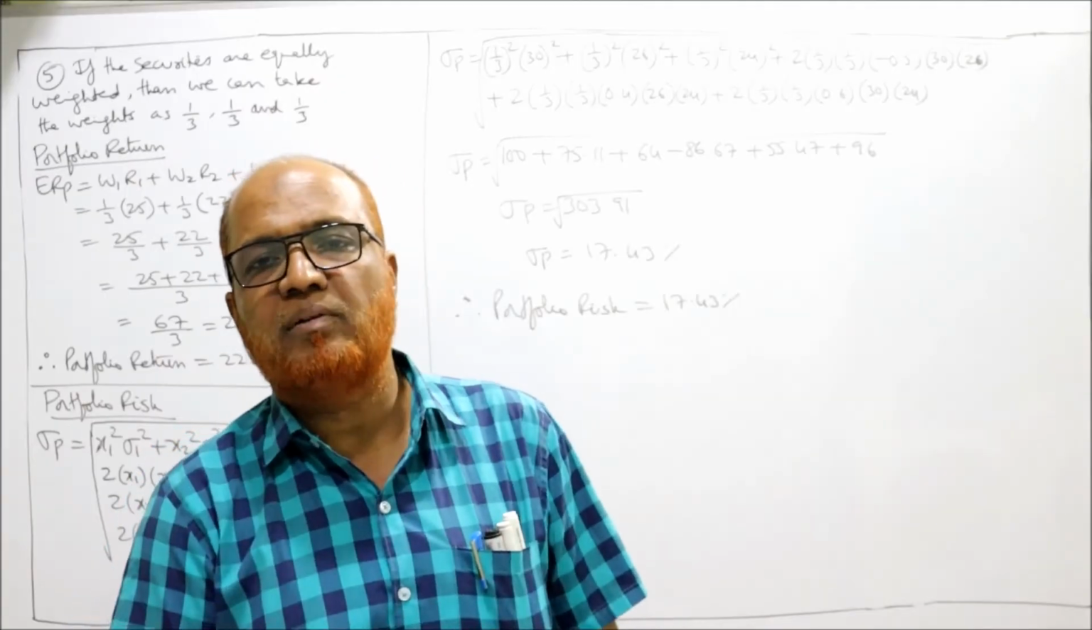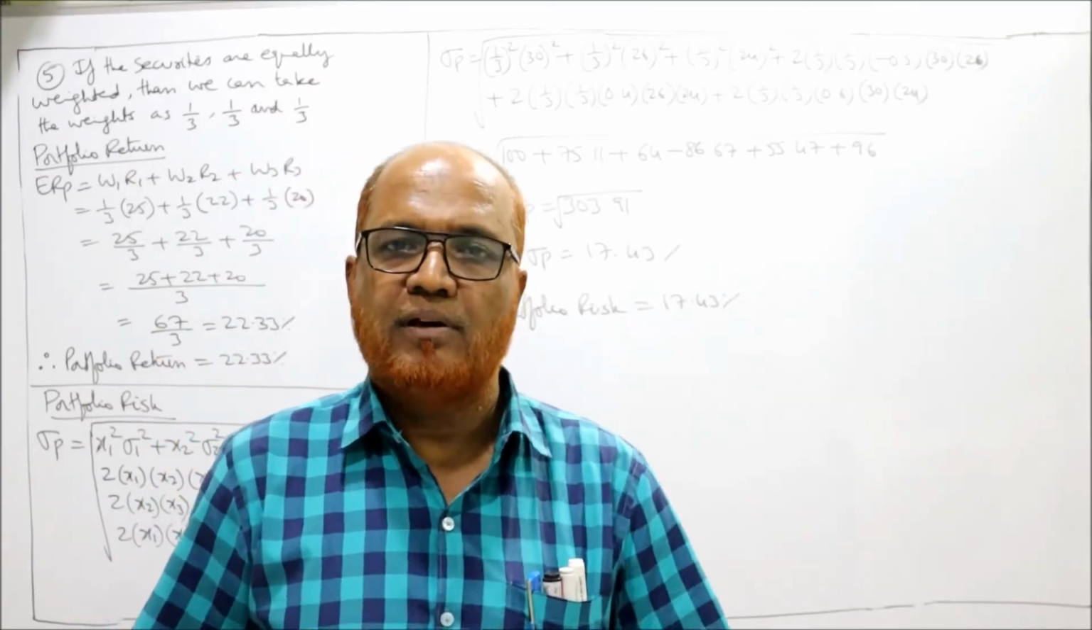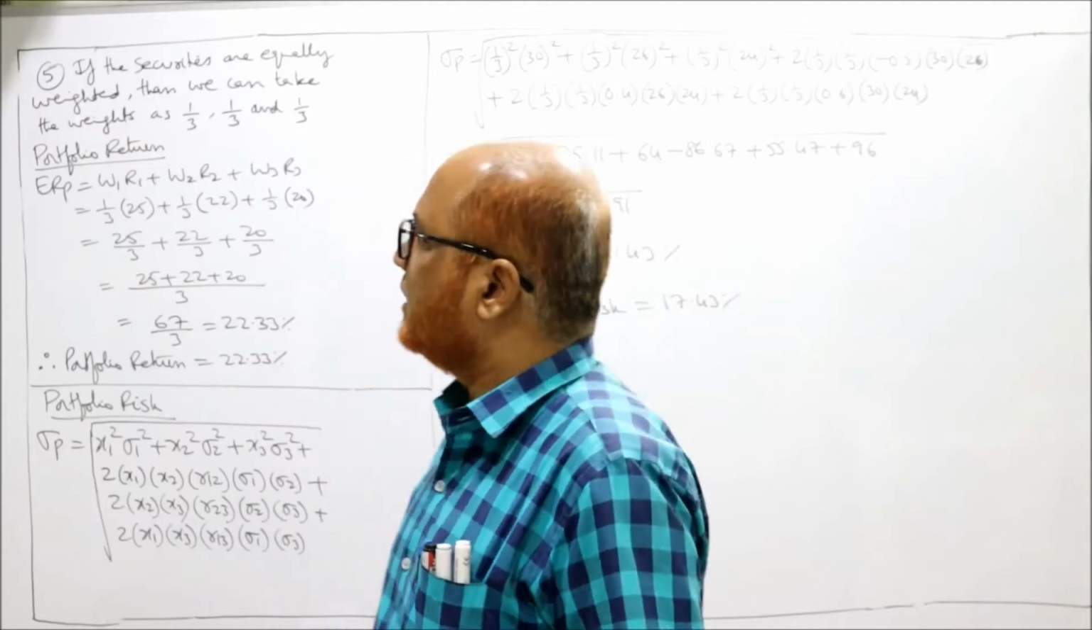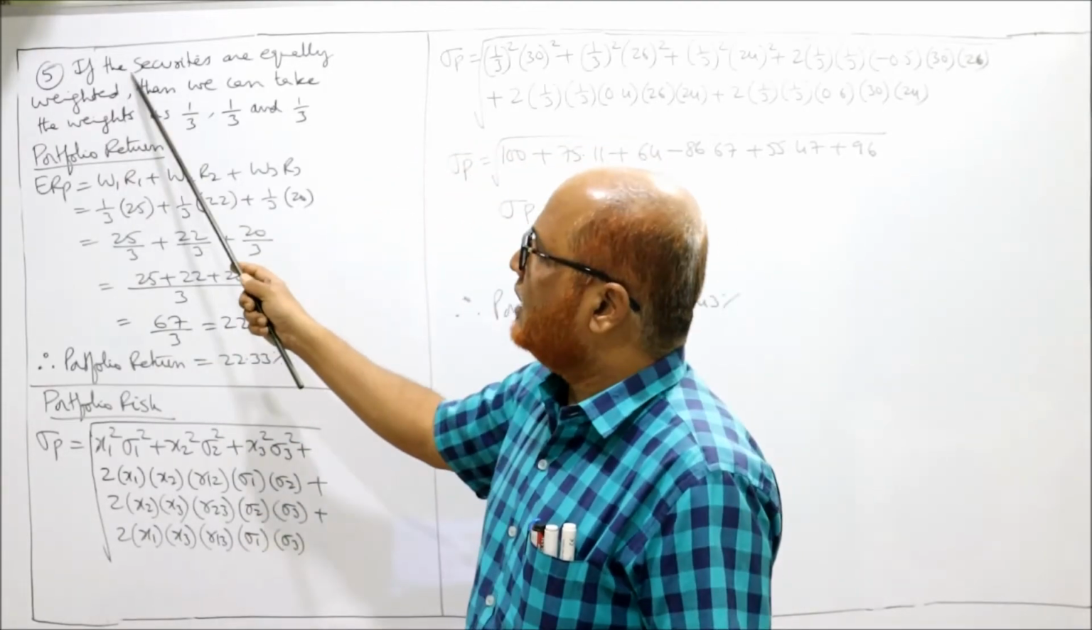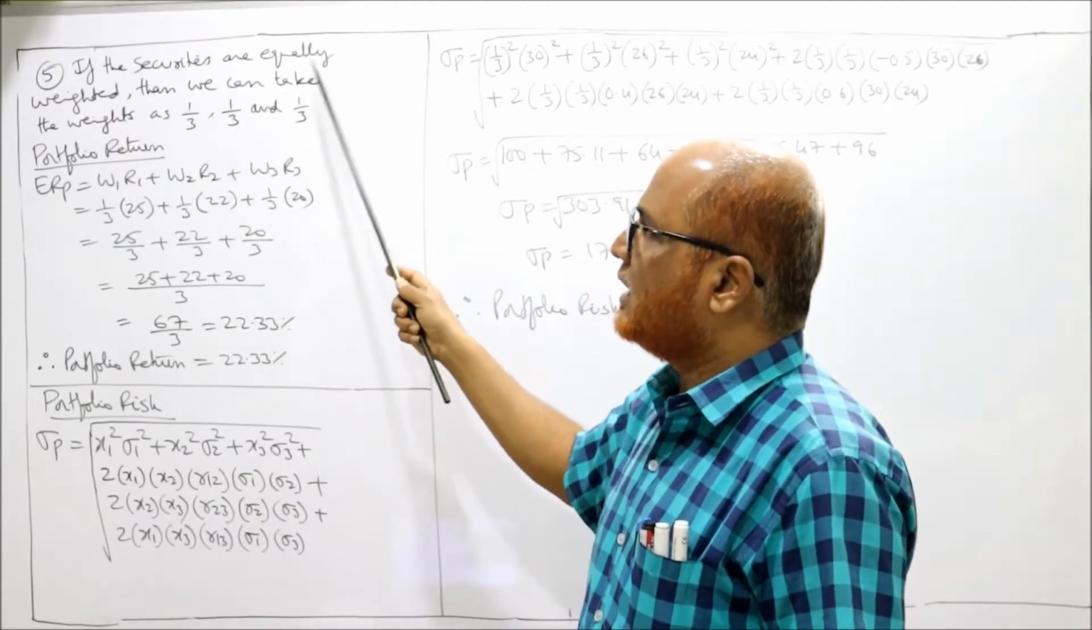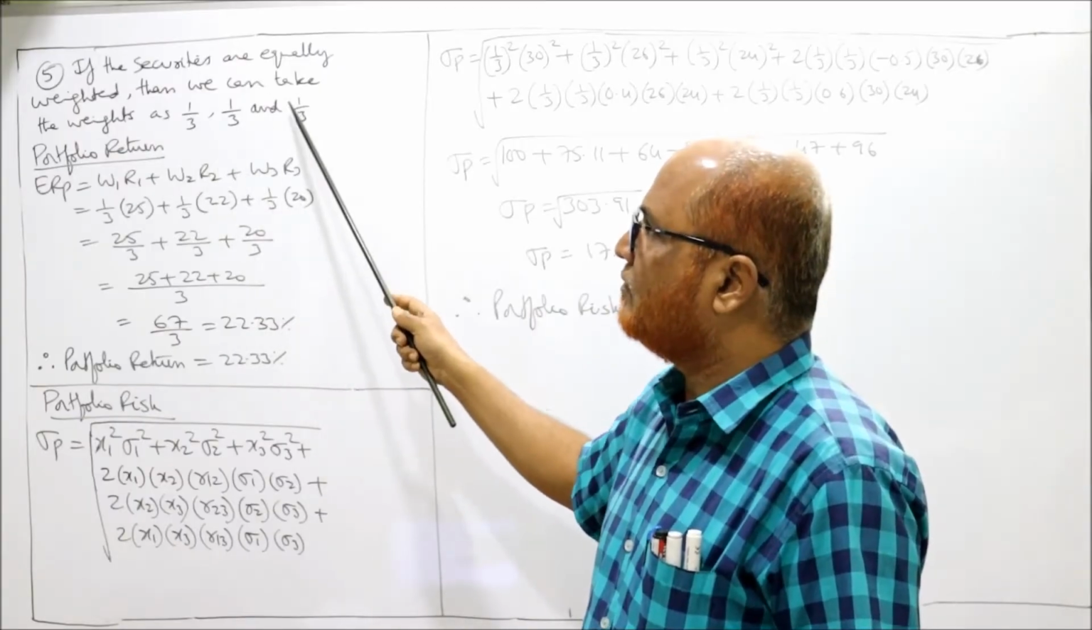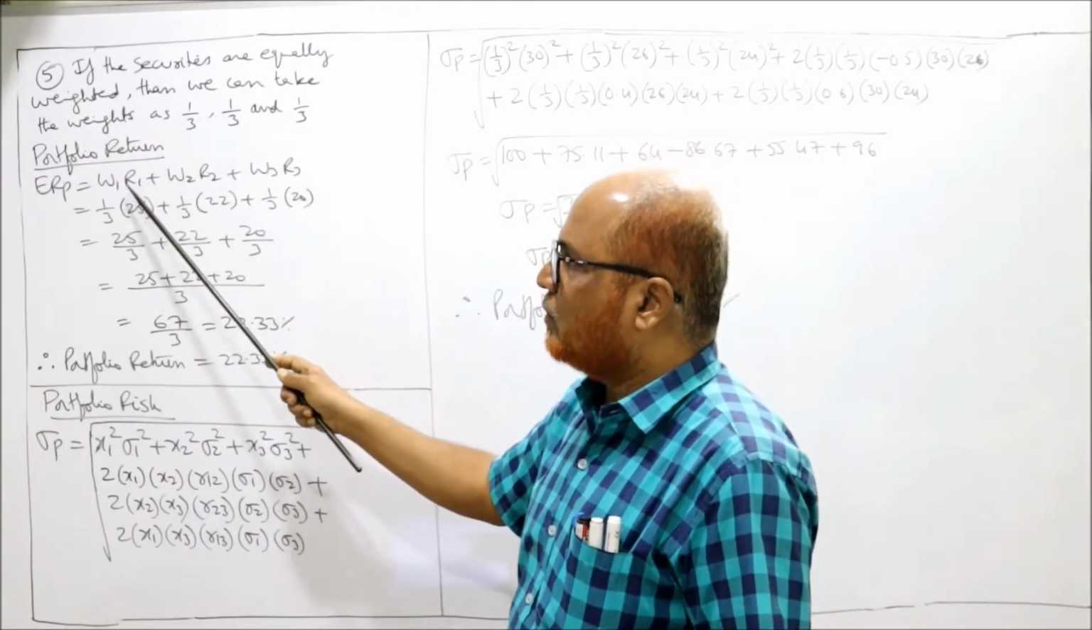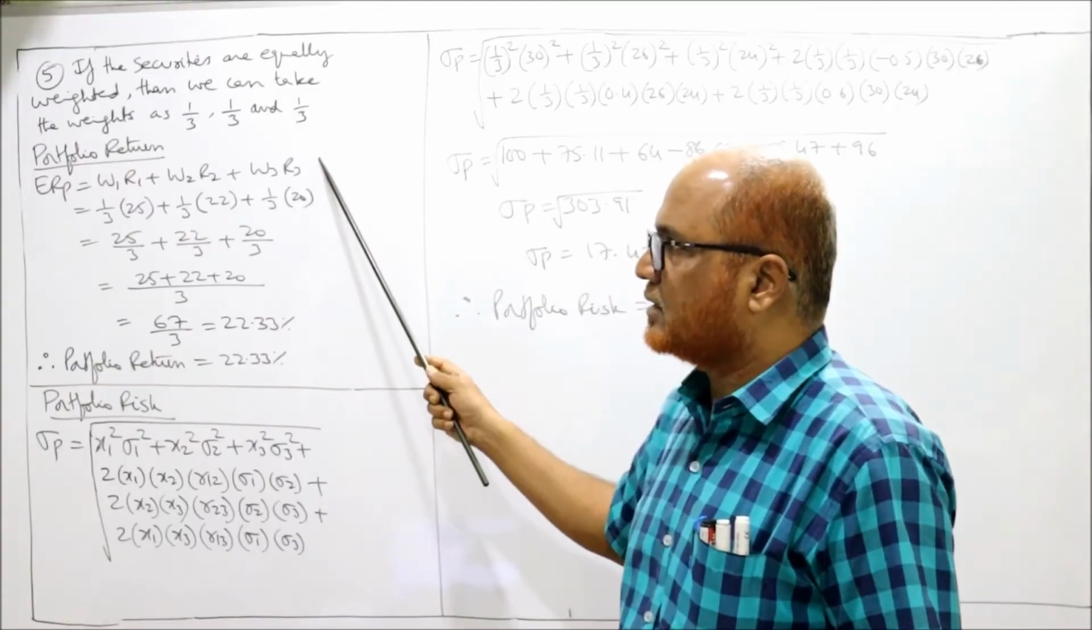Equally weighted, just like the previous problem, we can take 1 by 3. For each security, the weight is 1 by 3. So here you can see the solution. If the securities are equally weighted, then we can take the weights as 1 by 3, 1 by 3, 1 by 3. The portfolio return is W1R1 plus W2R2 plus W3R3.